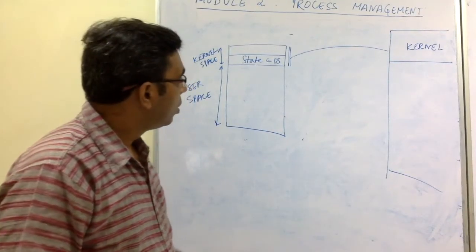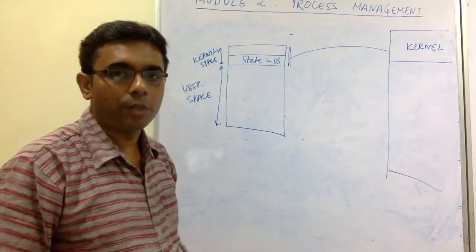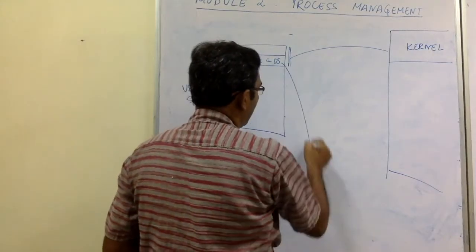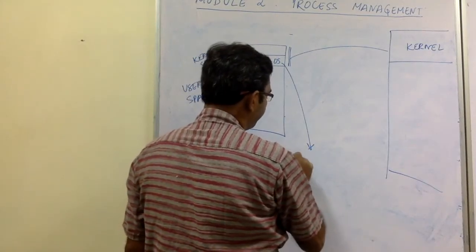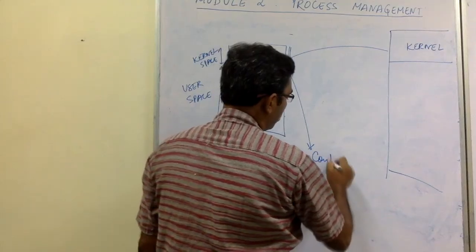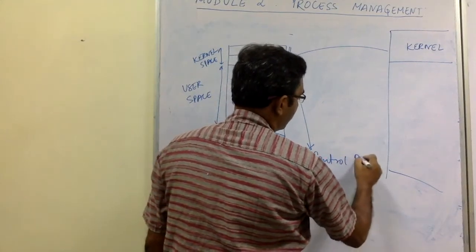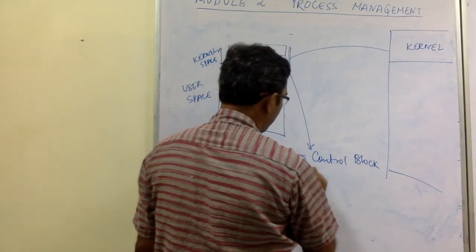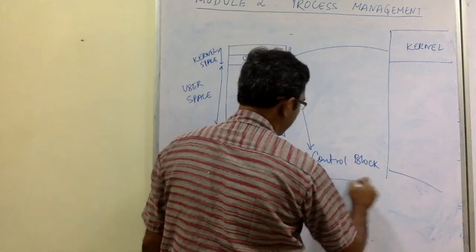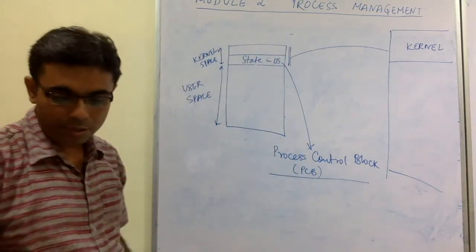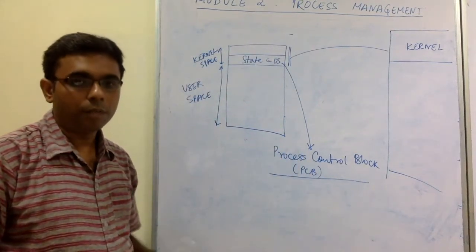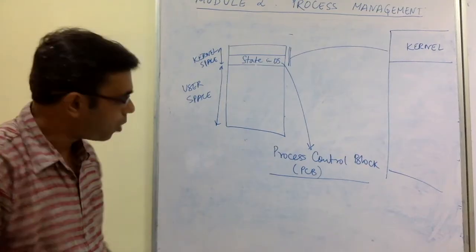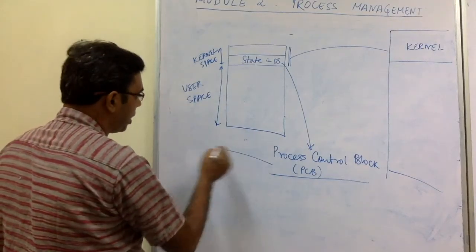So now, how does the OS maintain the state of the process? The state of the process is maintained by the OS through a data structure called the process control block. We usually call it the PCB. So this is the data structure that the OS uses to keep track of what is going on and what is the state of the process. Now what do you have in this PCB? We have a lot of things.